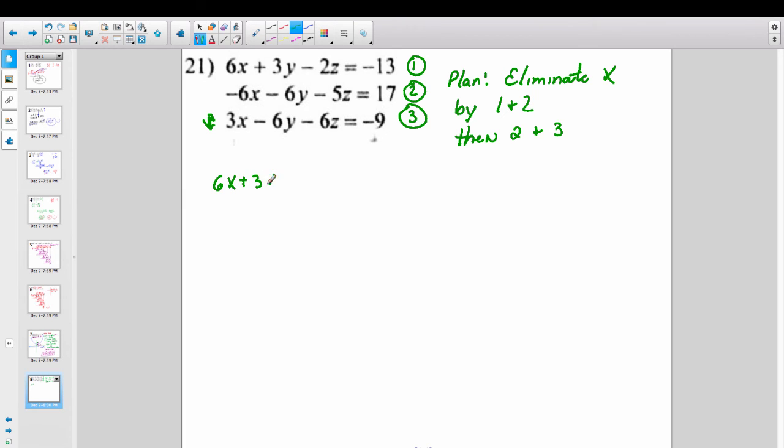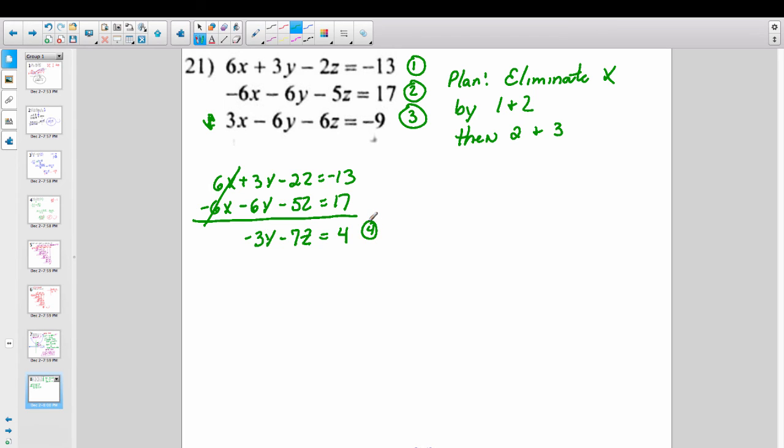6x plus 3y minus 2z equals negative 13. Second equation was negative 6x minus 6y minus 5z equals 17. Let's add these two together. Bye-bye x's. I now have positive 3 minus 6, which is negative 3y, negative 2z minus 5, that would be negative 7z, equals negative 13 plus 17, which is 4. Okay, this is equation number 4.